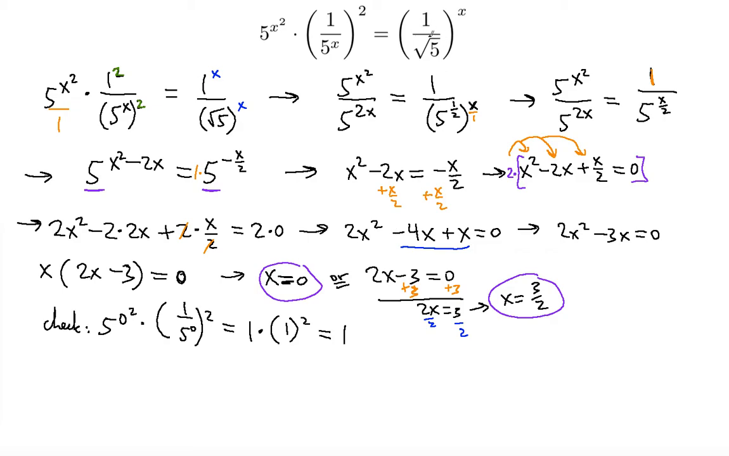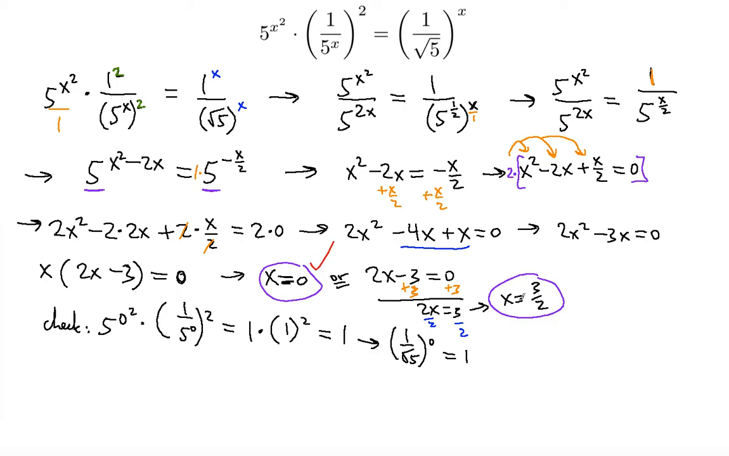Now, does the right side equal 1 as well? Let's check the right side. This is equal to 1 over square root of 5 raised to the 0 power. And again, any non-zero number raised to the 0 power is 1. We know, right? Because this is a non-zero number, 1 over square root of 5. It doesn't matter. It can be an irrational number, rational number. As long as it's raised to 0 power, it's 1. Right? So this means this checks. This is a solution. x is equal to 0.